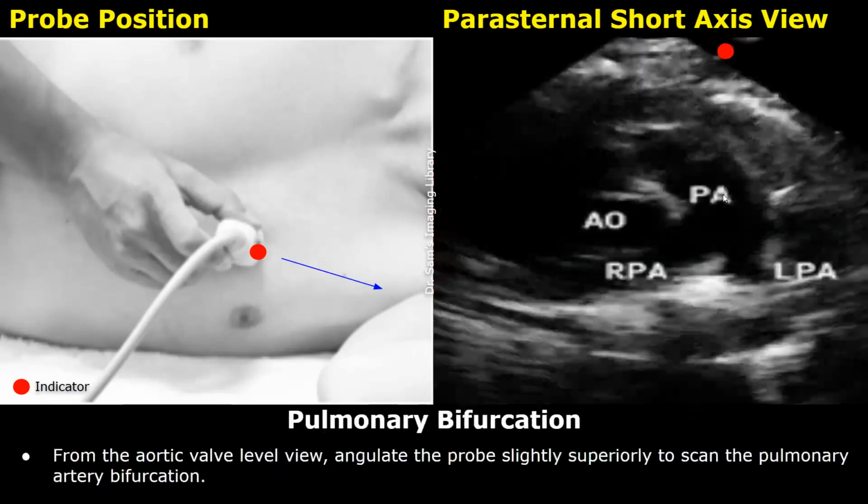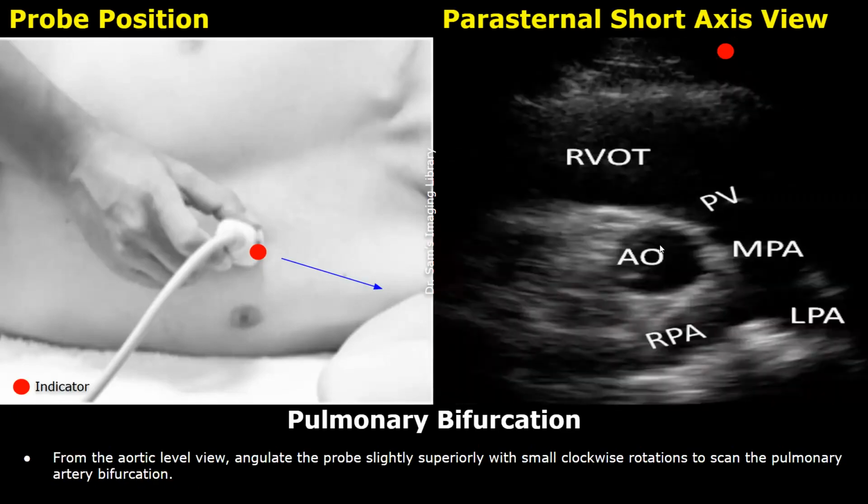From the aortic valve level, slightly angulate the probe superiorly until you get this type of image. This is the pulmonary bifurcation view. You will see the main pulmonary artery dividing into the left and right pulmonary arteries.